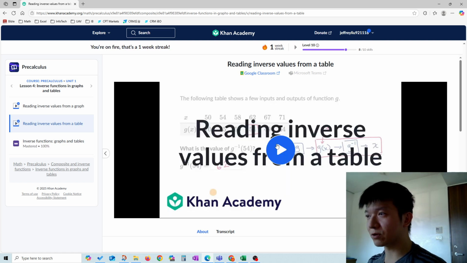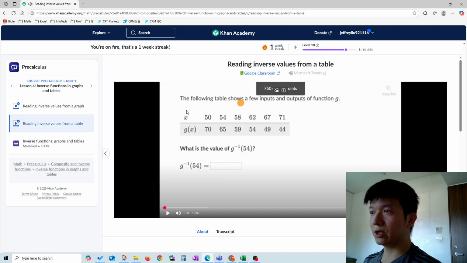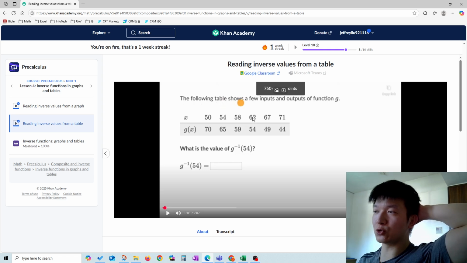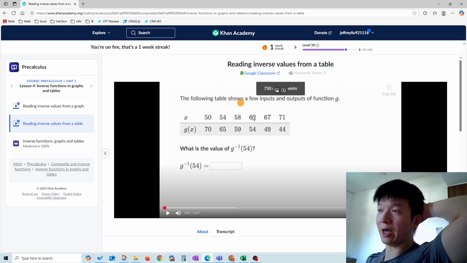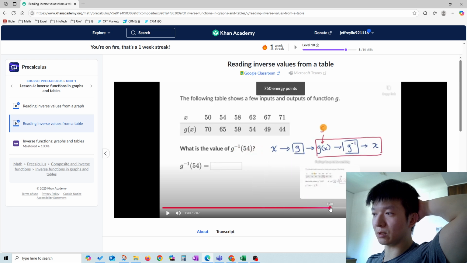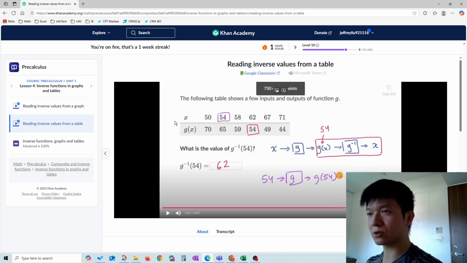So now we're gonna read the inverse of tables. We're told the following table. So here you see a table, and you're gonna find 54. All right, 54. So this is f of x. So you're gonna read y first again. You're gonna read y first to find the x, because that's your new y. Your x is gonna be your new y. So 54 pointed to 62, so the answer will be 62. Right? So it's gonna be 62. So tables are pretty easy.